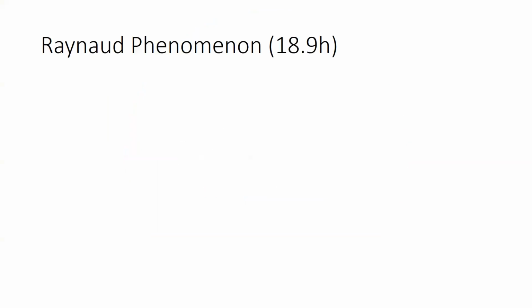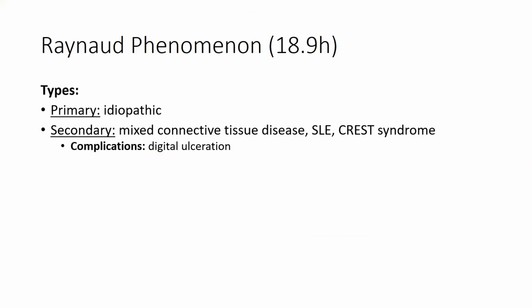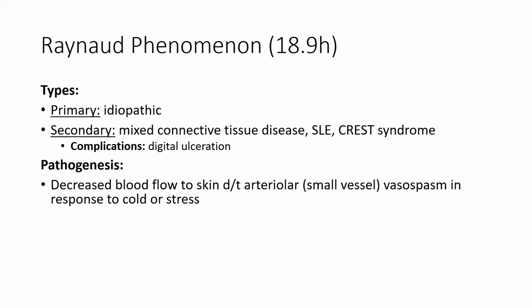Raynaud's, another important component. They do ask about this decently. The primary type of Raynaud's is idiopathic. Secondary is associated typically with a connective tissue disease or autoimmune, so mixed connective tissue disease, lupus, or CREST syndrome. Essentially, what is happening? You're having decreased blood flow to your skin due to arteriolar, so your smaller vessels, vasospasming. And this is typically in response to either cold temperatures or stress.